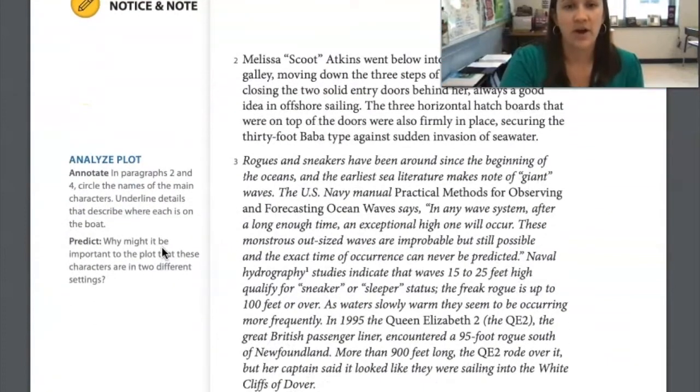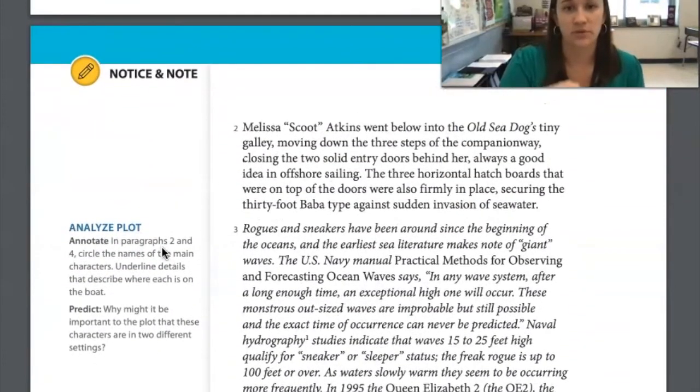All right, so paragraph 2. Melissa Scoot Akins went below into the old Sea Dog's tiny galley, moving down the 3 steps of the companionway, closing the 2 solid entry doors behind her, always a good idea in offshore sailing. The 3 horizontal hatchboards that were on top of the doors were also firmly in place, securing the 34 Baba type against sudden invasion of seawater.